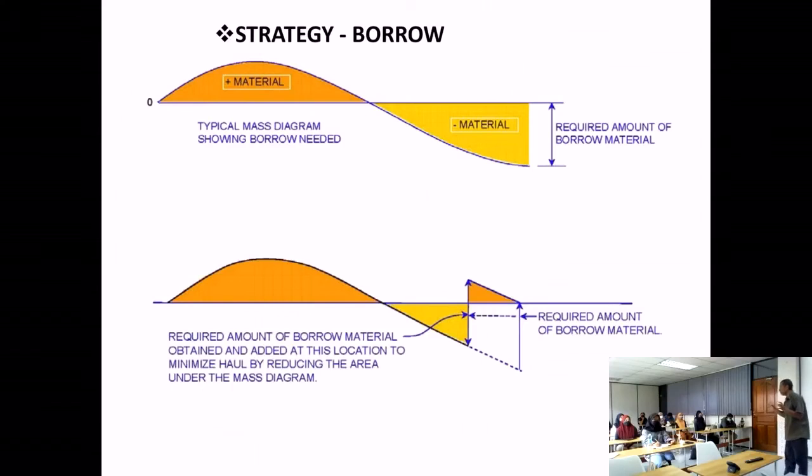So this is an example strategi lah to ensure that you tak perlu pergi balik dalam urusan transportation of soil. So the required amount of borrowed material obtained and added at this location to minimize haul distance by reducing the area under the mass diagram. So maknanya your movement pun berkurang kalau you dah habis kat sini. So that's the strategy.